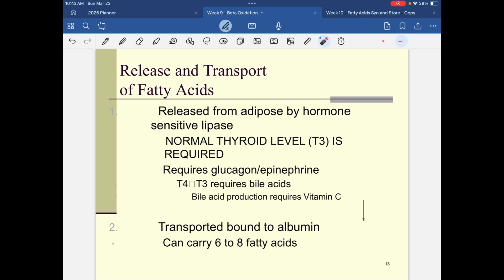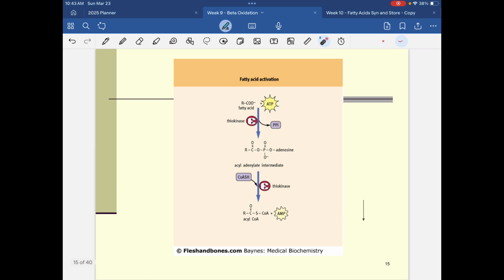And when we do break those fats off of the adipose tissue, they can't just walk around the body on their own free will. They're going to need a special chaperone called albumin, and that can carry 6 to 8 fatty acids at a time. So that's just going to guide it to where it needs to go.